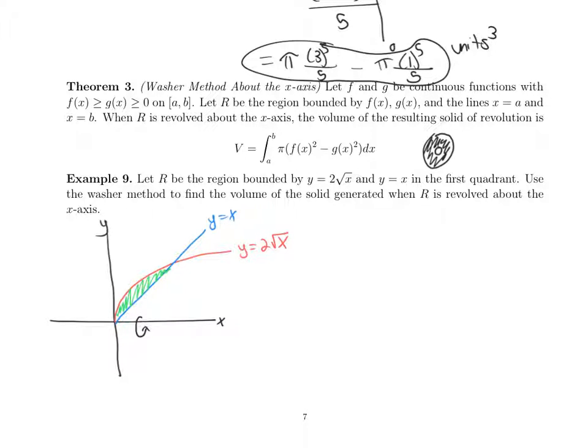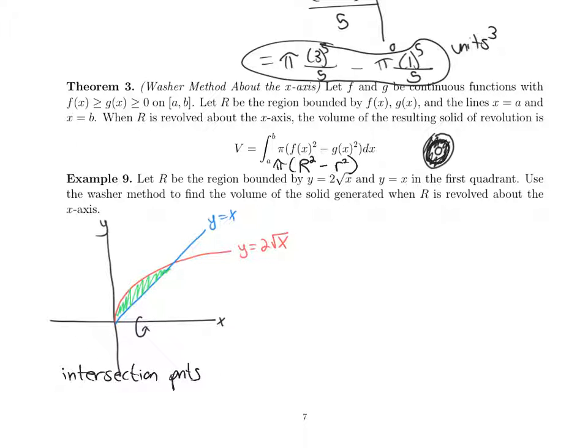You can see that the 2√x graph, this red one, is going to be on the outside of that region the entire time. And then that blue one is going to be on the inside of the region the entire time. So when you're thinking about this formula, you're really thinking of it as pi times the bigger radius squared minus the smaller radius squared, because we are actually subtracting that smaller radius, or that hole in the graph. All right, in order to do this, we need to find the intersection points first.